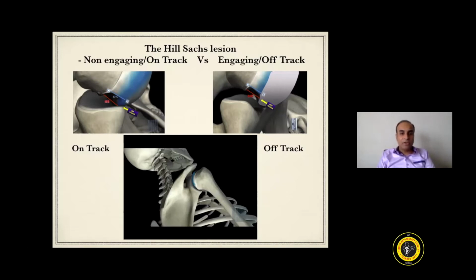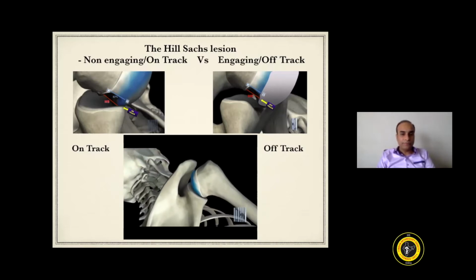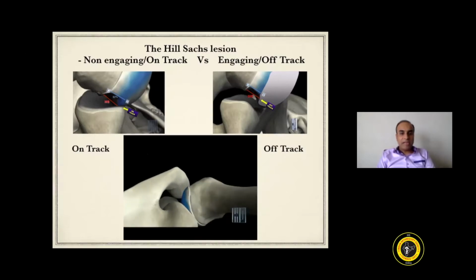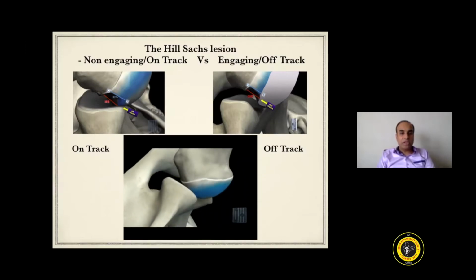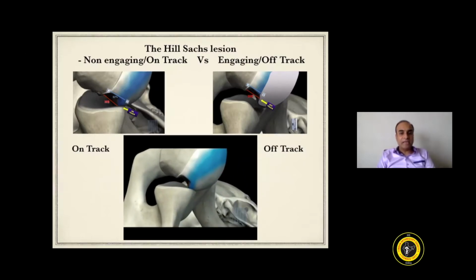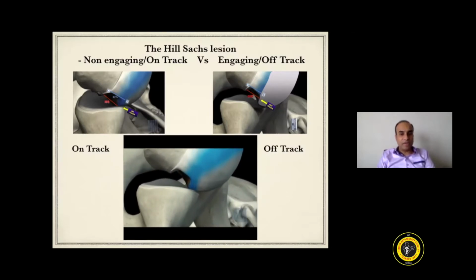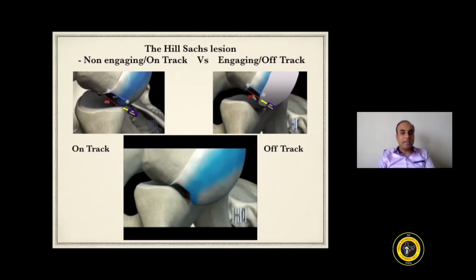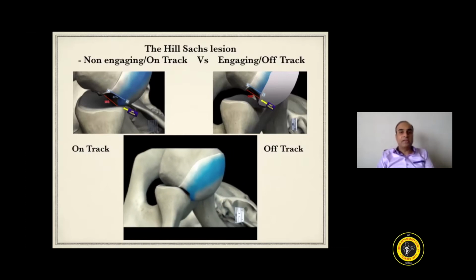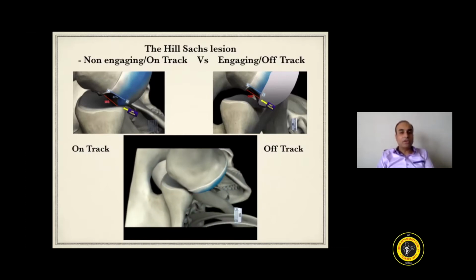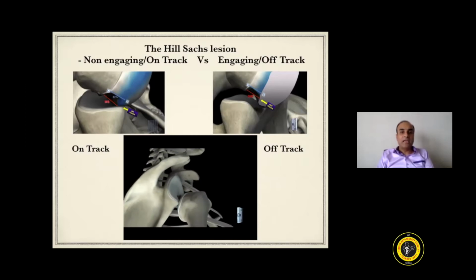I'll play this video for you so you can figure it out. As the arm is taken up in the ABER position, if the Hill-Sachs is like this and does not engage with the glenoid, it's fine. It's non-engaging, on-track. But in case of a glenoid bone loss like this, the Hill-Sachs tends to engage, and this is the engaging or the off-track Hill-Sachs. And this is what we need to quantify and address in our surgery, without which a soft tissue operation is likely not to succeed.